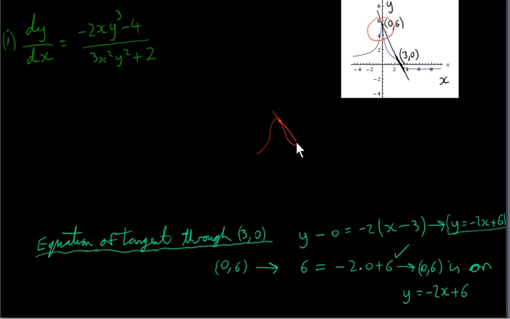So we have a tangent at this point 0, 6 with a slope of minus 2. And it also happens to pass through the point 0, 3, or sorry, 3, 0. It happens to be tangential to the curve at 3, 0. So the slope of the curve at 0, 6 and at 3, 0 is minus 2. It's the same. The slope of the curve at both of these points is the same.